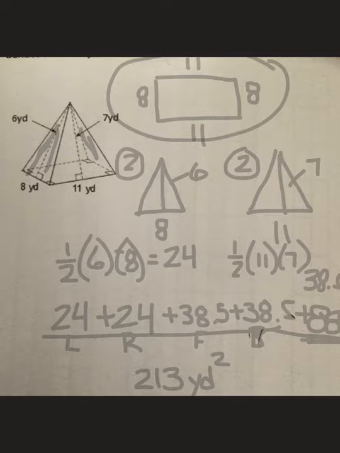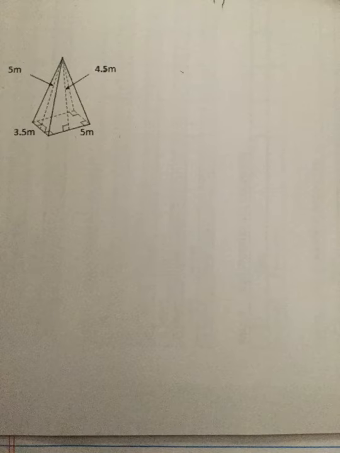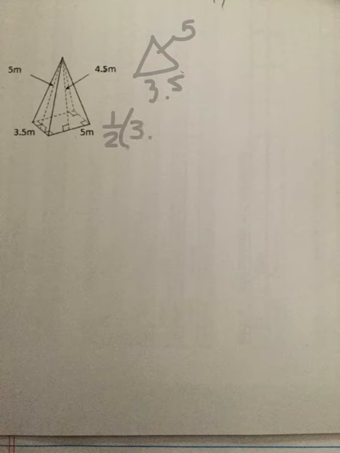Let's check out another example. So again, in this example, we're talking about a rectangular pyramid that has 5 faces to it. The same rectangular pyramid is always going to have 5 faces. We know we have a triangle on the left and the right, and that triangle has a base of 3.5 and a height of 5. So I know I'm going to have to find the area of that triangle.